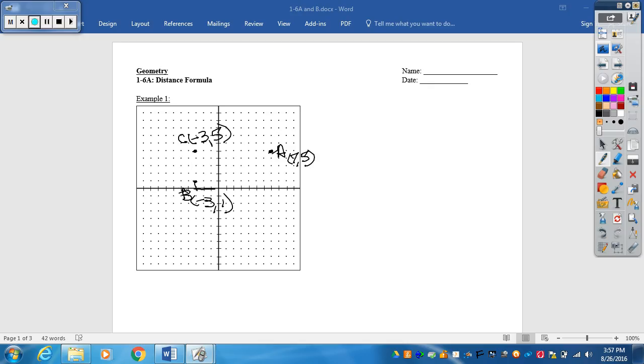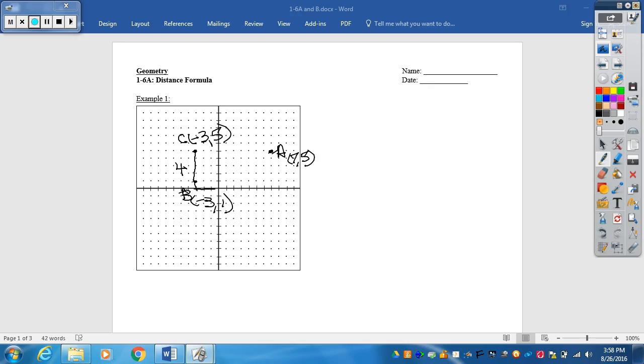So from there, I can actually ask you guys, I hope you can figure this out, what the distance is from B to C. And if we count this, 1, 2, 3, 4, we always start at 0. So 1, 2, 3, 4. That would be the distance from B to C, okay?